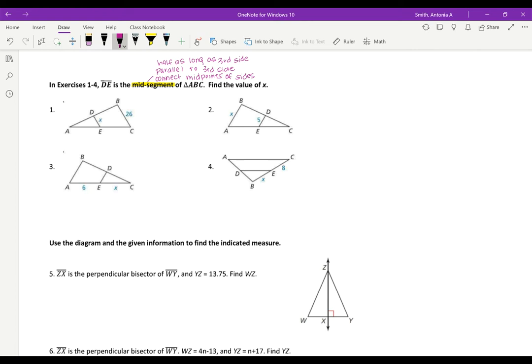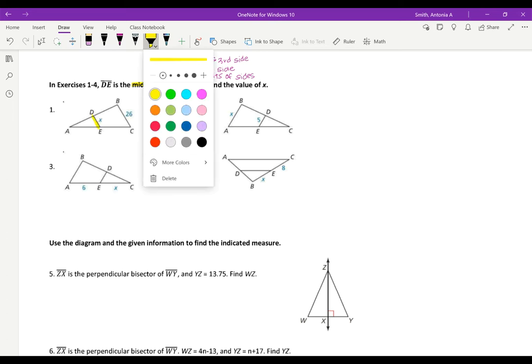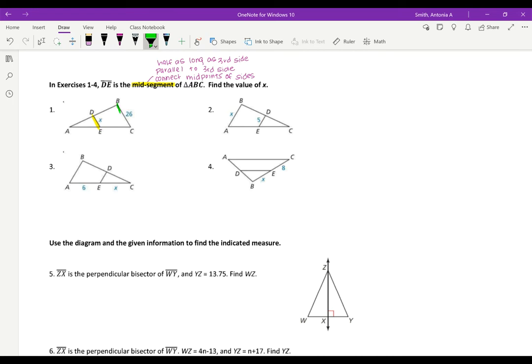Okay, so in number 1, I'm going to highlight the midsegment here in yellow. That's our midsegment. The line that it is parallel to is right here. You can see that those are going the same direction, so we know that those two are parallel. What else do we know about it? Well, we know that this midsegment DE is half as big as our side BC, which is 26.